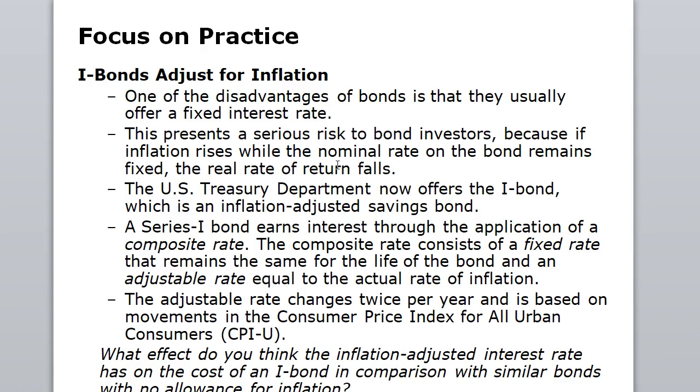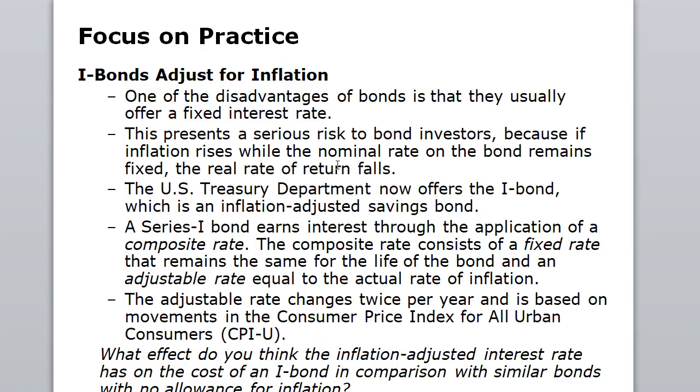Okay, so let's look at I-bonds adjusting for inflation. One of the disadvantages of a bond is that it usually carries a fixed interest rate. So once a bond is issued, the interest rate typically cannot be adjusted as expected inflation changes. This presents a real risk to bond investors because inflation rates do change. While the nominal rate on the bond remains fixed, the real rate of return actually falls.